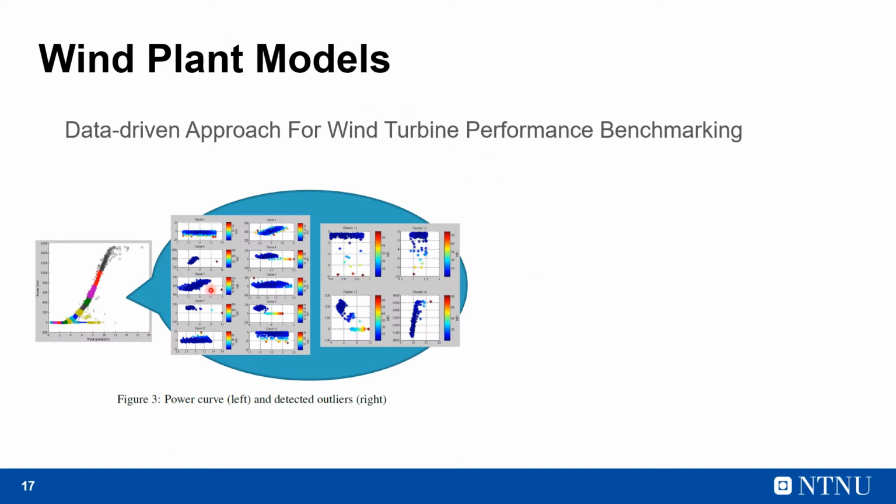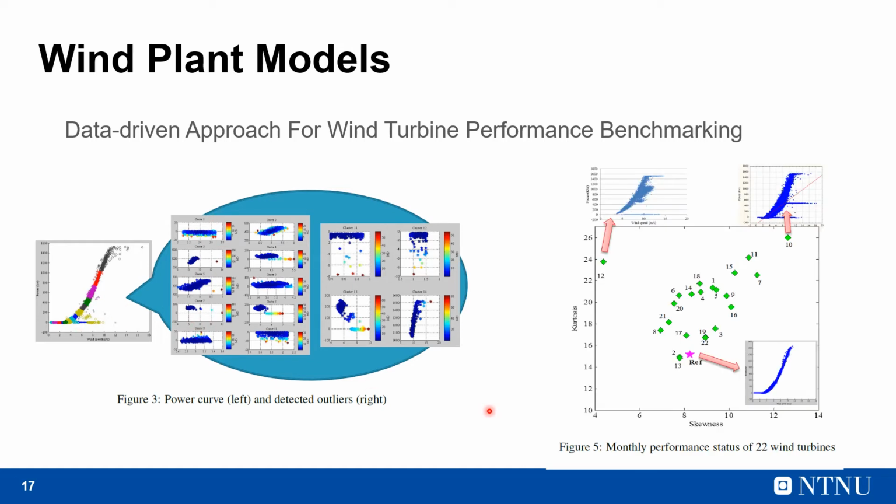Let's look at the results. So they averaged the performance of the 22 turbines and got the average power curve. They removed the outliers from the average power curve to get the reference power curve. They then plot the skew and kurtosis of this reference power curve against the skew and kurtosis of the individual turbines, and based on the distance they identify the outliers.